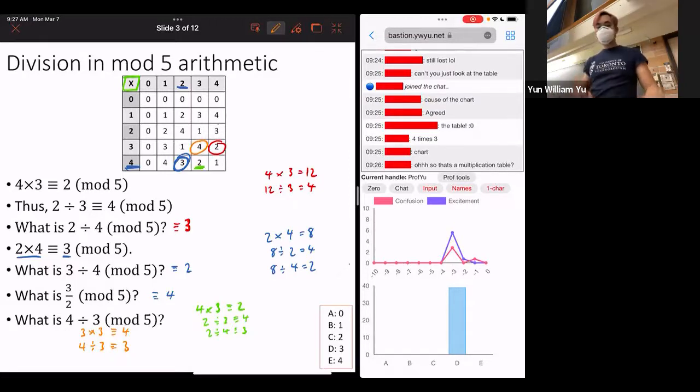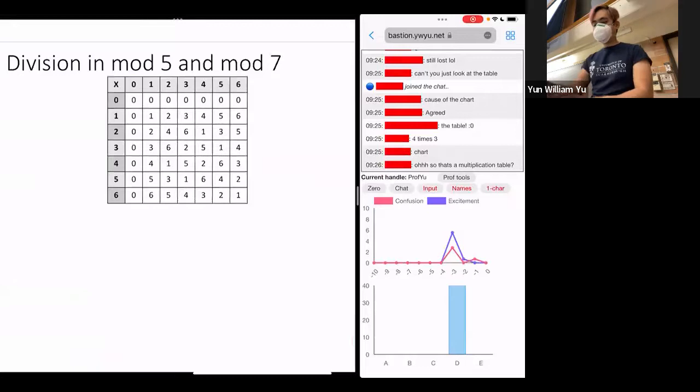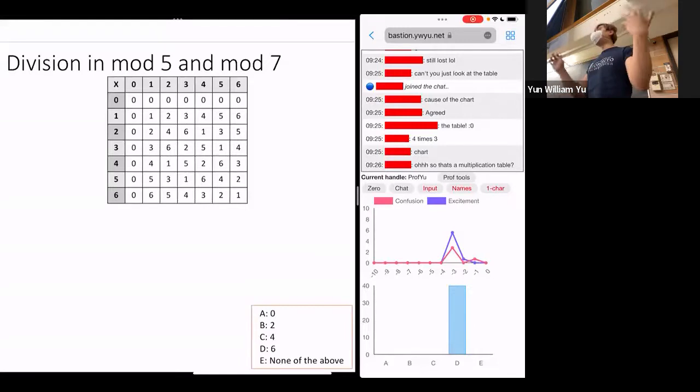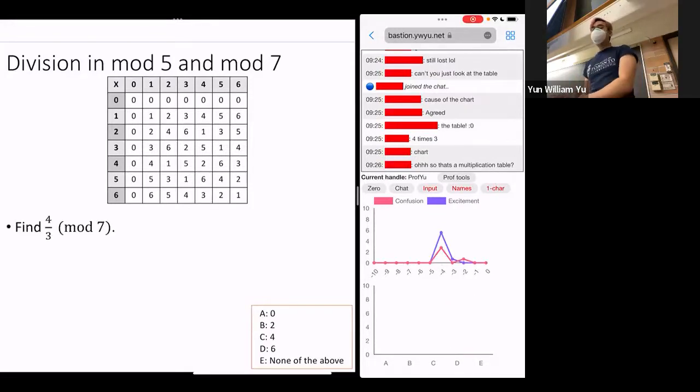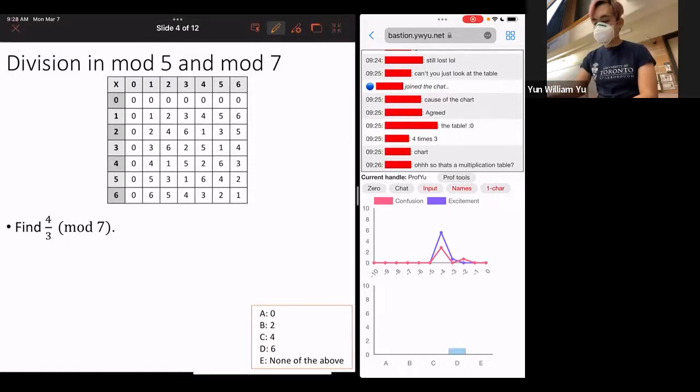Okay, so given that, let's go to mod 7. So this was mod 5. Let's go to mod 7. I don't actually mean mod 5 and mod 7, I just mean mod 7. And this is again a multiplication table, so you'd have to reverse it in order to get the division. So find 4 divided by 3 mod 7. The whole point is, and let me write this out, you need some value x such that x times 3 is equivalent to 4.